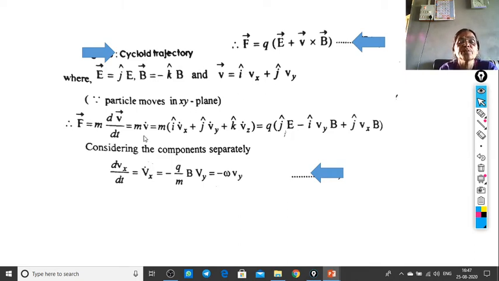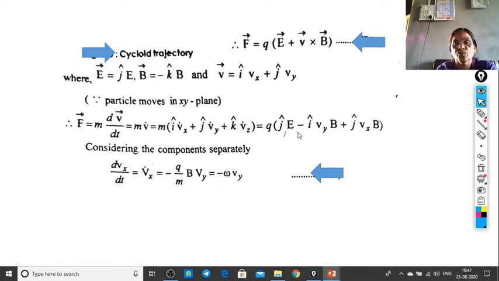Regarding the equation of motion, we move further. Force equals mass into acceleration. Therefore, F bar is equal to m times dv bar by dt, which is m v dot, equal to m times (i cap vx dot plus j cap vy dot plus k cap vz dot). This equals q times, substituting here the actual values of that.